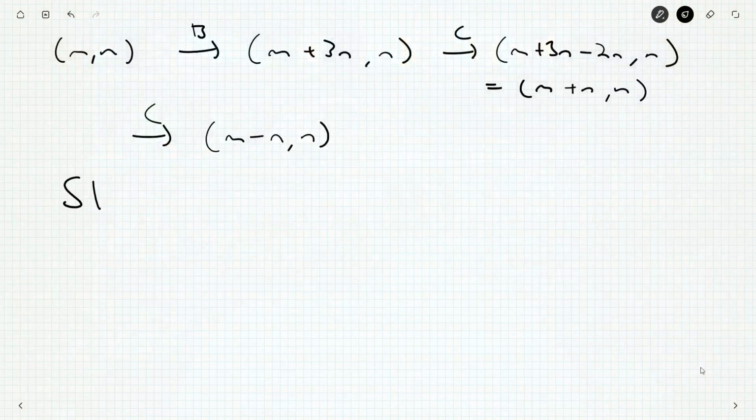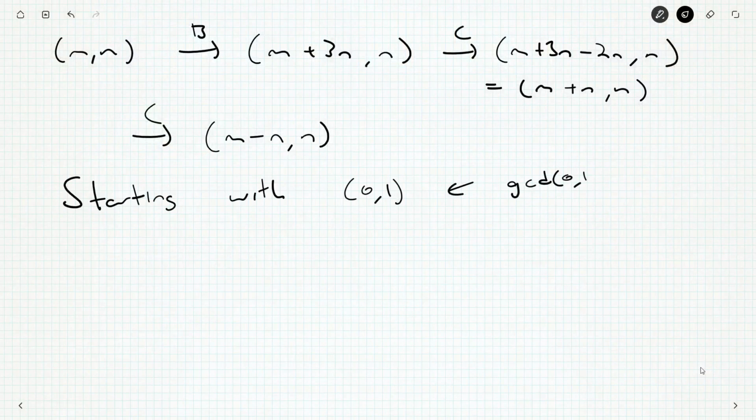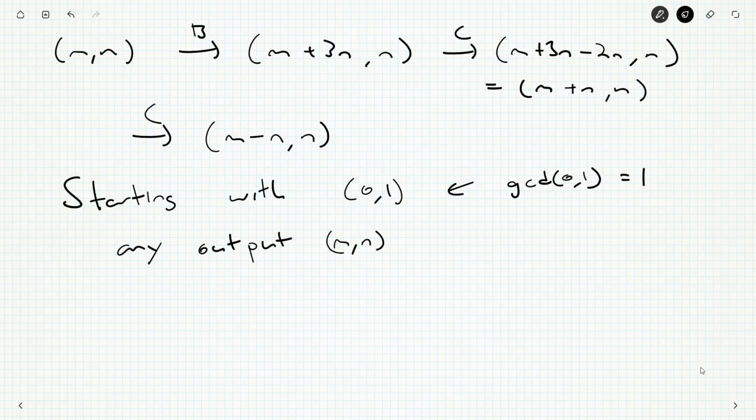So in this case, what's the rule? Starting with 0 and 1, that have a greatest common divisor of, well, what's the biggest number that is a factor of both of them? 1. Any output m and n will also have a greatest common divisor of m and n is 1.